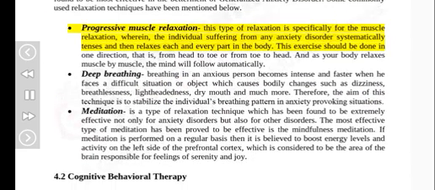Progressive muscle relaxation. This type of relaxation is specifically for muscle relaxation, wherein the individual suffering from any anxiety disorder systematically tenses and then relaxes each and every part of the body. This exercise should be done in one direction, that is, from head to toe or from toe to head. And as your body relaxes muscle by muscle, the mind will follow automatically.